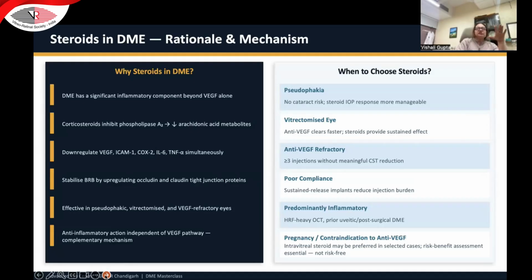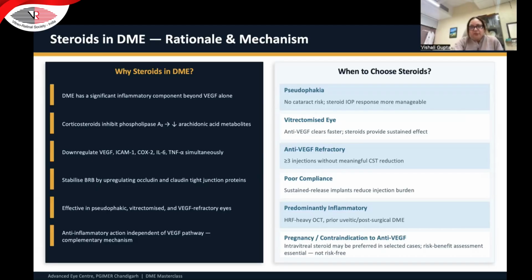We spoke about giving steroids if the patient does not respond after 3 injections. Now, what is the role of the steroids? We do understand that VEGF is one of the chemicals, but there are other chemicals as well which are produced: ICAM, COX-2, TNF-alpha. So while we are targeting the VEGF, there might be patients where other inflammatory components are playing a more important role in the causation of diabetic macular edema than VEGF. So just pushing VEGF is not really going to work.